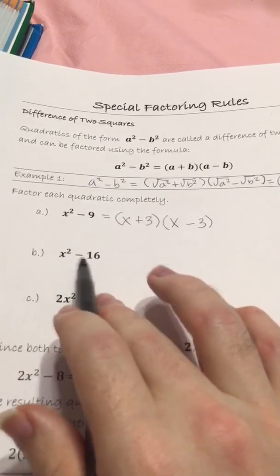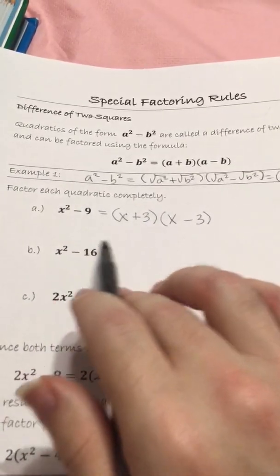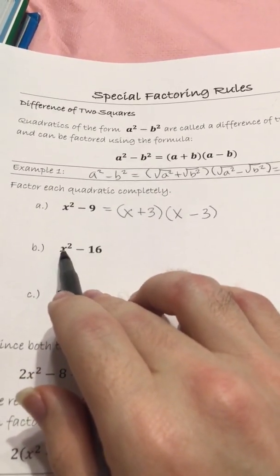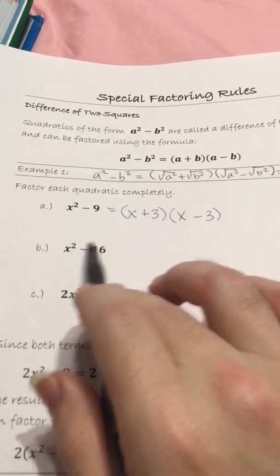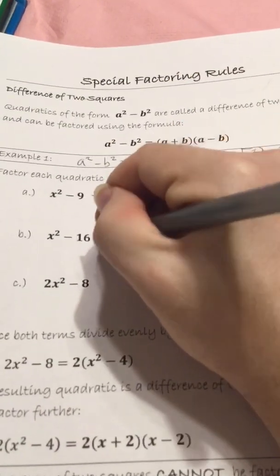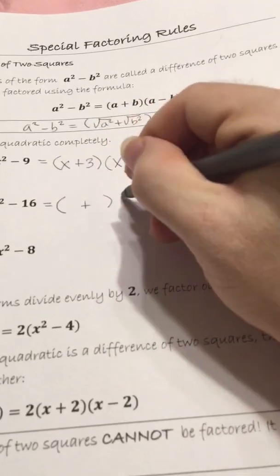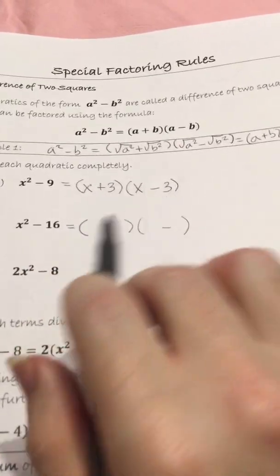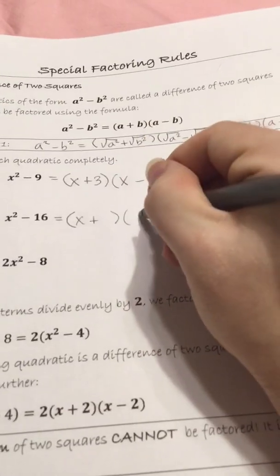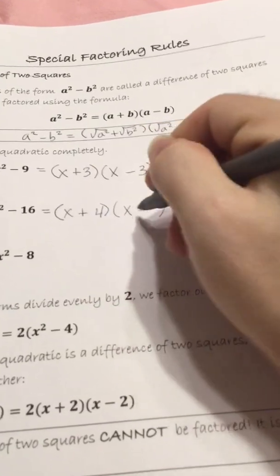Now we're going to look at B. Is there any greatest common factor in B? Our answer is no. So now let's take a look at what's happening. We have one square and another square, and they're being subtracted from one another. So this is a difference of two squares. So again, since we know it's a difference of two squares, we can say it's plus and minus. We just have to find out what fills in our parentheses. So what is the square root of x squared? The answer is x. What is the square root of 16? The answer is 4.